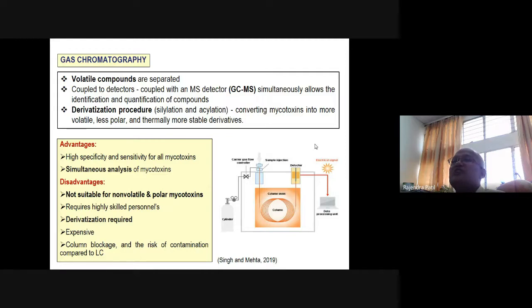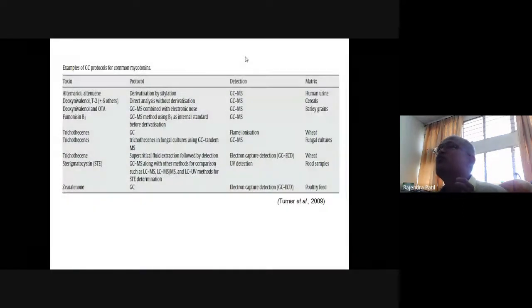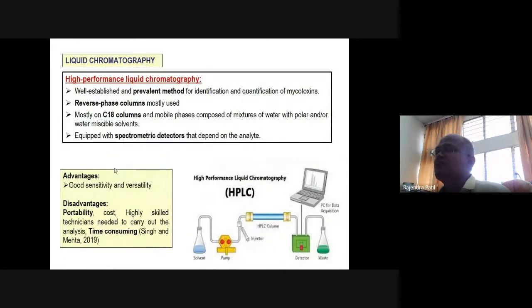Then gas chromatography. The main advantage is that it is highly specific and sensitive, and we can do simultaneous analysis of a number of mycotoxins. But the disadvantage is that it is not suitable for non-volatile or polar mycotoxins, so it is not suitable for most mycotoxins. Only trichothecenes are well suited, such as deoxynivalenol and other trichothecenes, and for those mycotoxins we can go for gas chromatography.